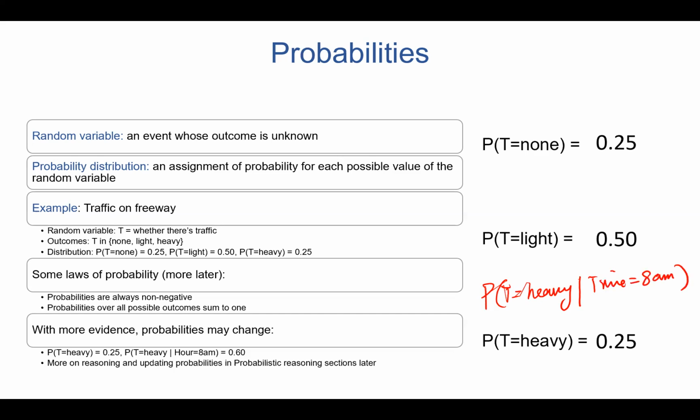So then your probability will change. The probability of T equals heavy will shoot up all the way to 65%, because 8 a.m. is, let's say, the peak hour, right? There is a lot of traffic at that time. Then it will be something like this. Here, it will go down, and it will be something like this. So your probabilities will change as you provide more and more evidence. That's what we're going to cover quite a bit. With more evidence, probabilities may change. Okay.